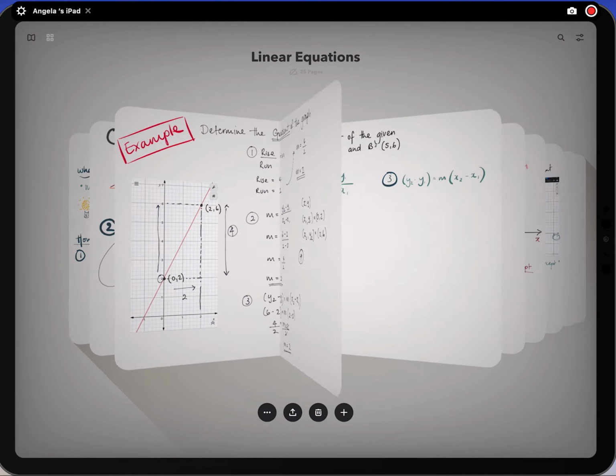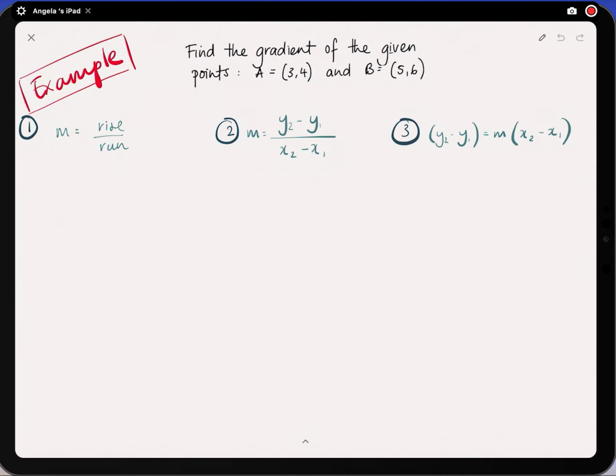So let's move on to another example, and this time we aren't given a graph. All we're told is to find the gradient of the given points where point A is equal to (3, 4) and point B is equal to (5, 6). If I do a quick sketch, (3, 4) is about there and (5, 6) is about here.